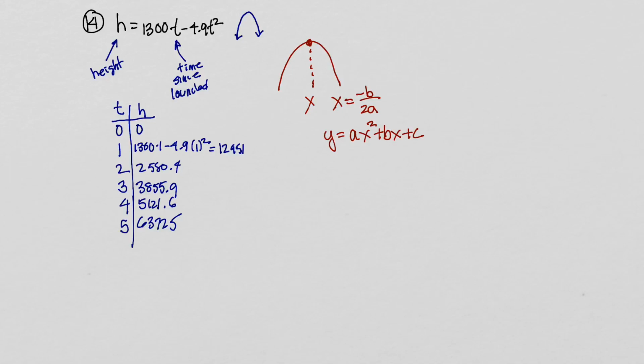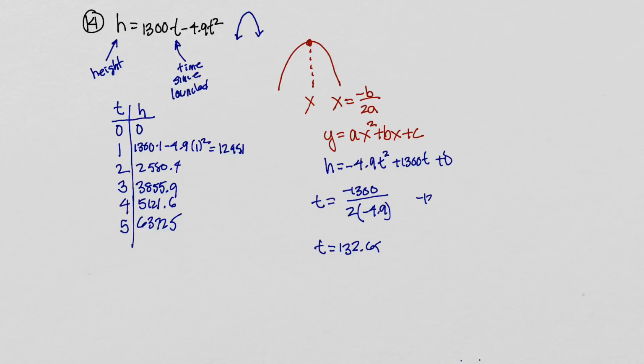Now, if we write our equation this way, we're going to have h equals negative 4.9 t squared plus 1300t plus 0. All right? The a in this case is negative 4.9. The b is the 1300, and there is no c here, so it must be a 0. And once again, with my calculator, here's what I got. I computed that. I got 132.65.